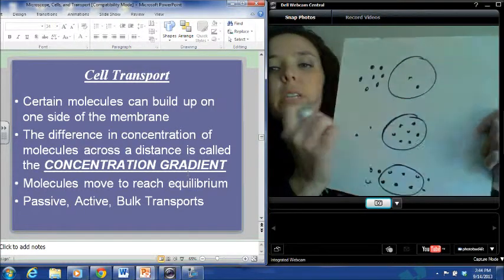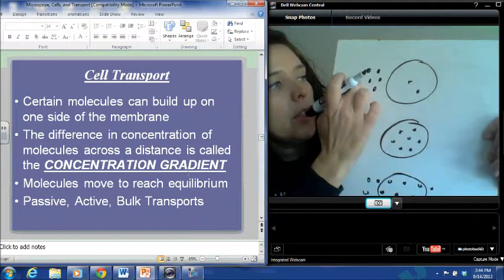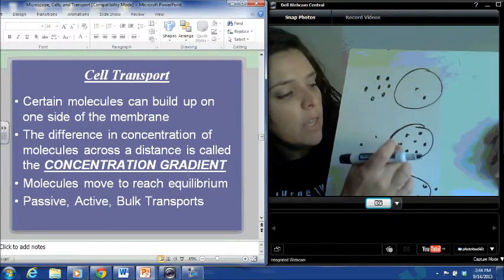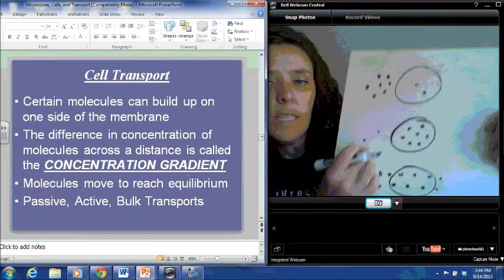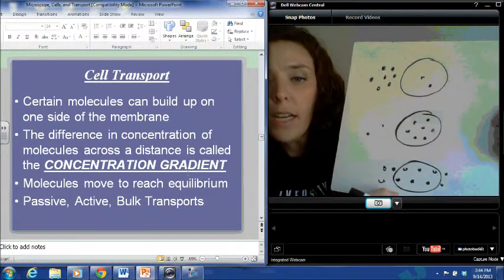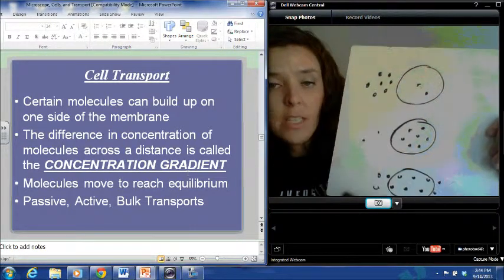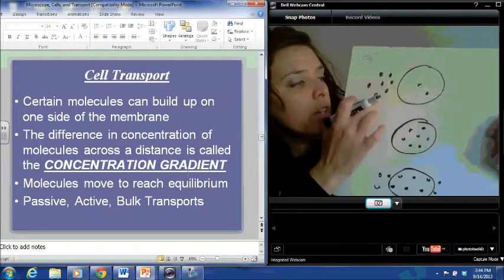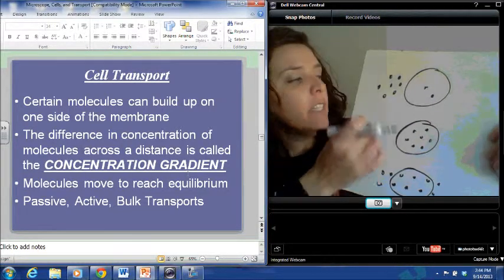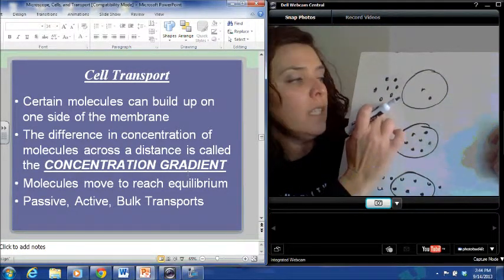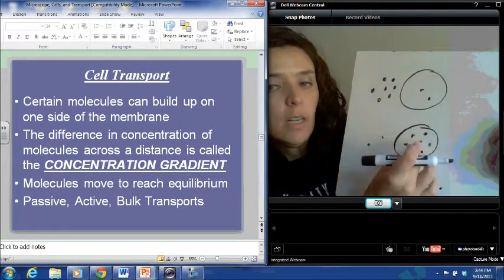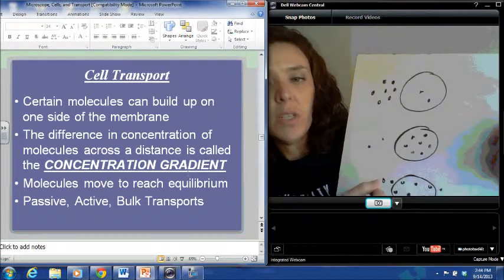Okay, so here are your 3 cells. You can see with this top one, there are a lot of particles out here and only a few inside. In this second one, there are a whole bunch inside, but only a few outside. On this one, there's about the same on the inside and on the outside. So which of these have a concentration gradient? The first one and the second one do. They have a concentration gradient, which means there is a difference in the concentration from one side to the other. So you can see there's a lot out here, a little bit in here, a lot in here, a little bit out here, and then here it's pretty equal all throughout.